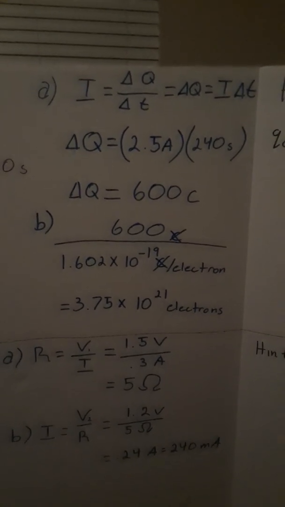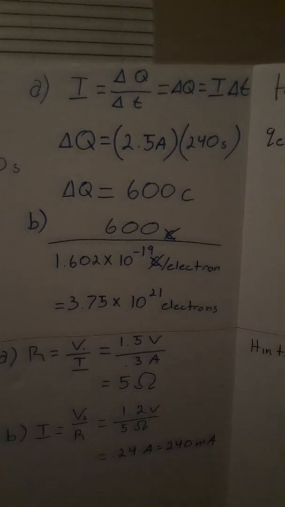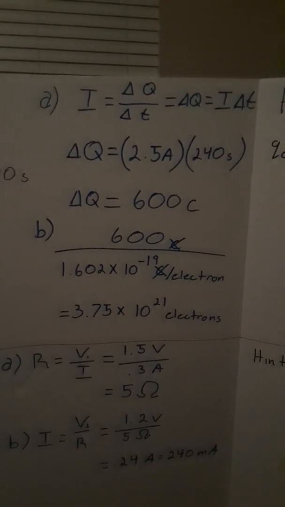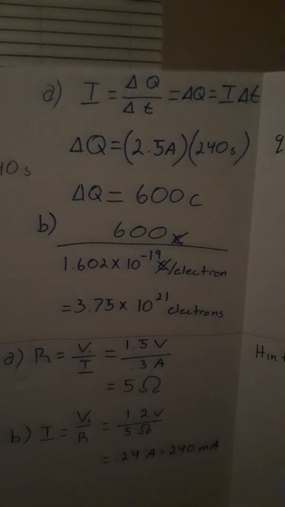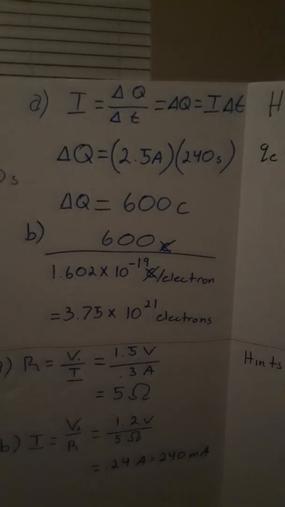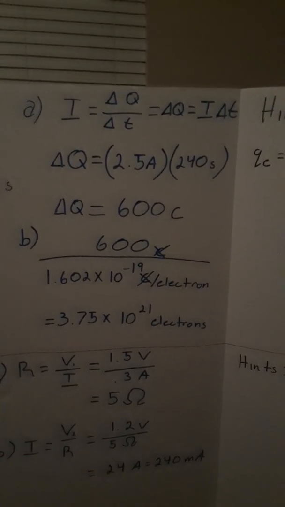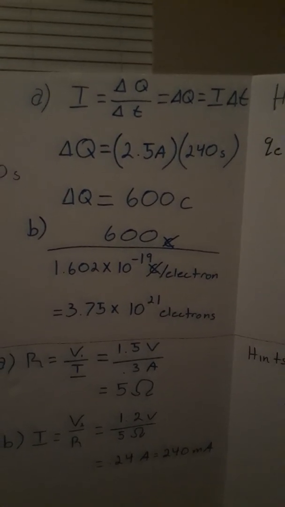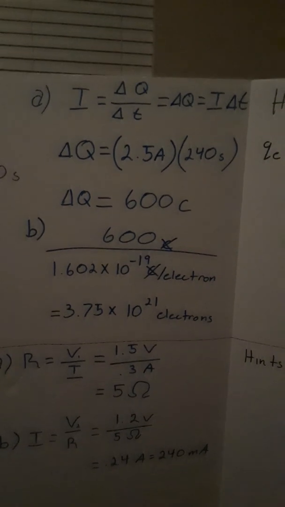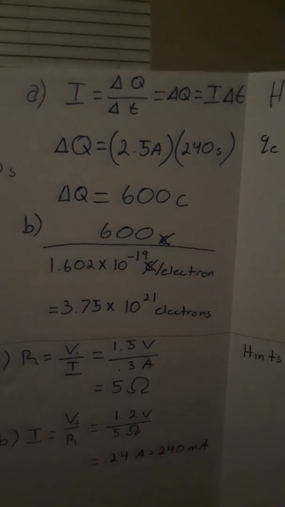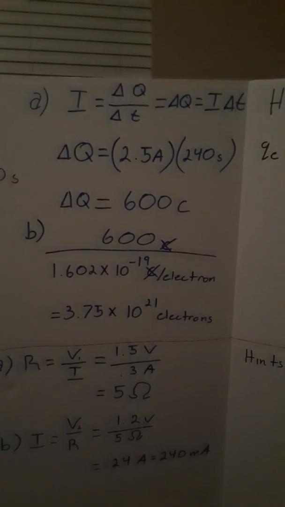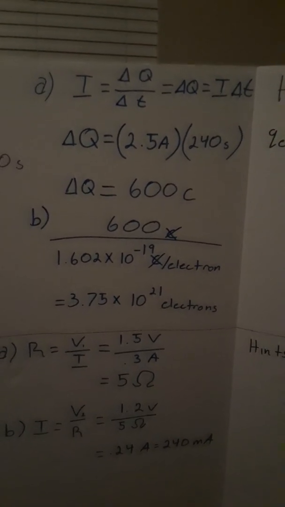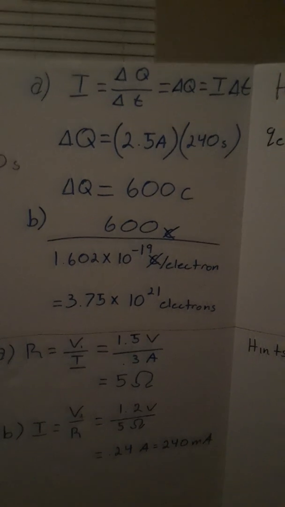For part A, we have the equation for current, which is I equals delta Q over delta T. By rearranging that, we come out that delta Q is equal to I times delta T. To find the total charge, we multiply the current, which is 2.5 amps, times the time, which is 240 seconds, and we come out that the total charge is 600 coulombs.